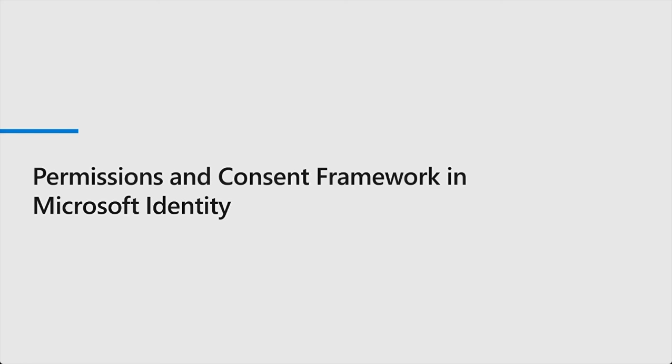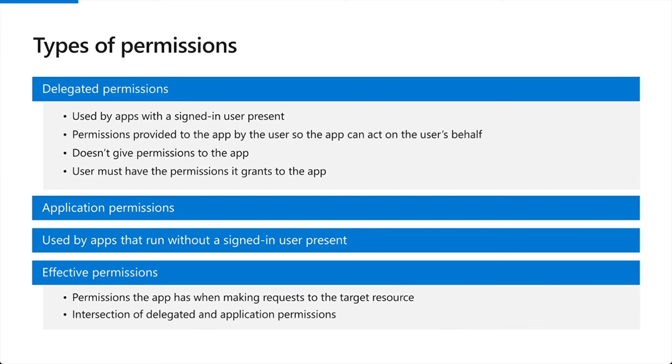In this last section here, we're going to look at the permissions and consent framework in Microsoft Identity. I already mentioned it before, but we need to really look at understanding the difference between delegated permissions, app permissions, and what's used by apps that run without a signed-in user present, and the concept of effective permissions.